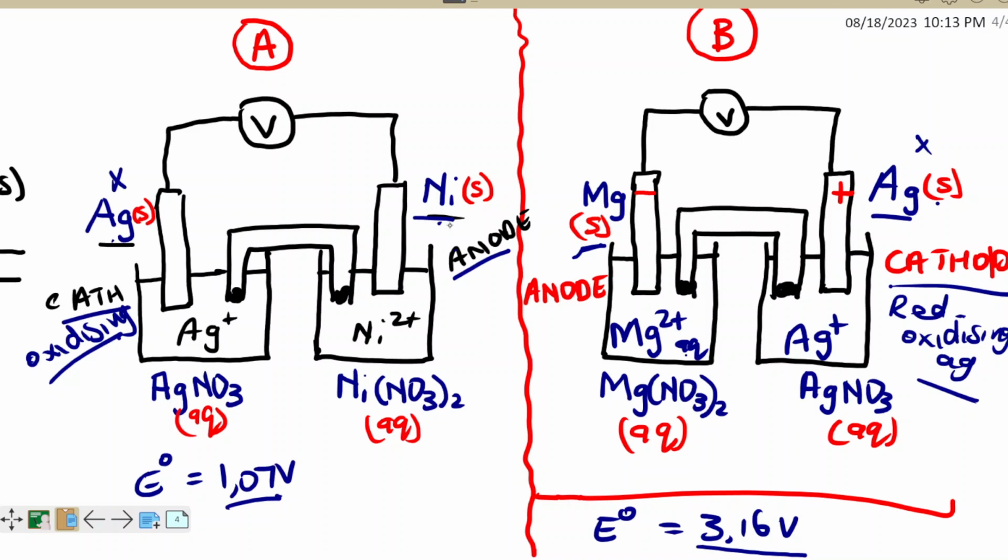But which one between the two is the stronger reducing agent? If nickel is a stronger reducing agent than magnesium, that should tell us that the potential difference of cell A is supposed to be higher than B. But if magnesium is a stronger reducing agent than nickel, then the potential difference of cell B is supposed to be higher than that of A. So that's the question we are asking now: which one is a stronger reducing agent? We need to go to table 4b and check again. Then we'll come back and make our conclusion on this diagram.